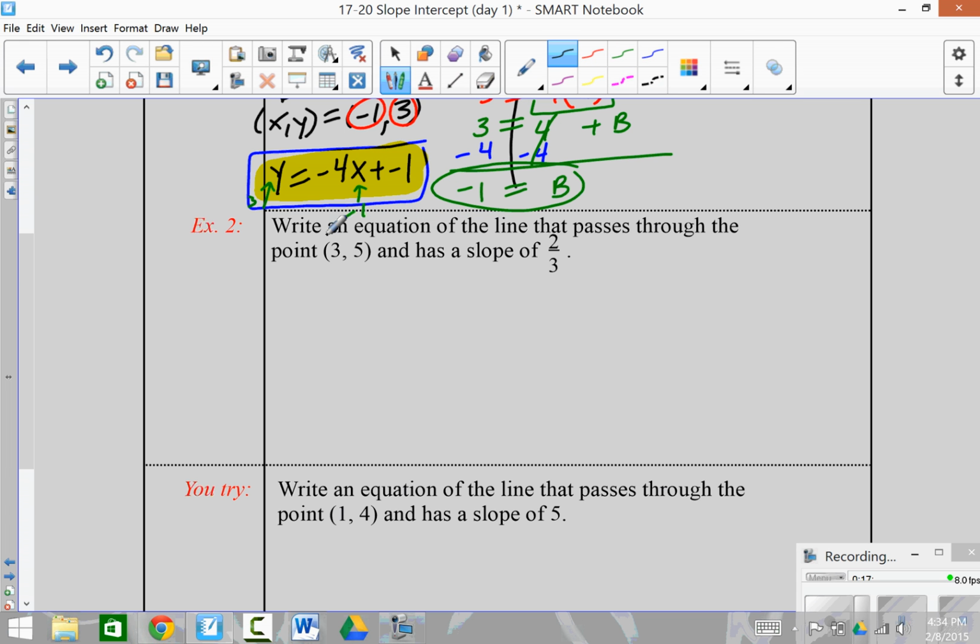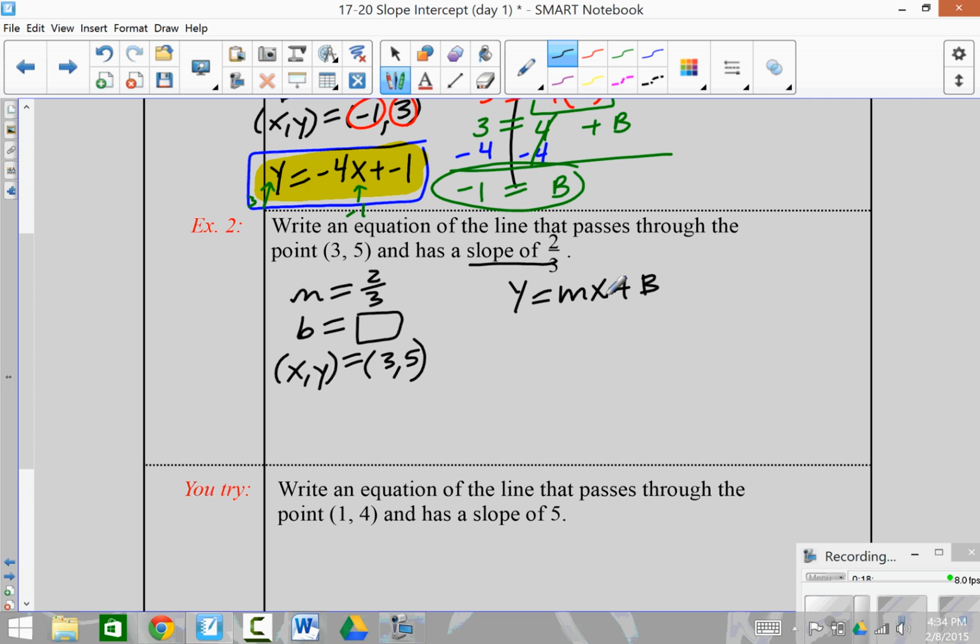Let's go ahead and look at this. Write an equation of a line that passes through the point 3, 5 and has a slope of 2/3. So I'm going to write my 3 parts down, m, b, x, and y. My m here is 2/3. My b here doesn't look like it's given, doesn't say where it goes to the y-intercept, but my ordered pair here is 3, 5. And let's go ahead and take our y equals mx plus b, plug in the right numbers in the right spots. Y is our 5, m is our 2/3, times our x, which is our 3, plus our unknown b here.